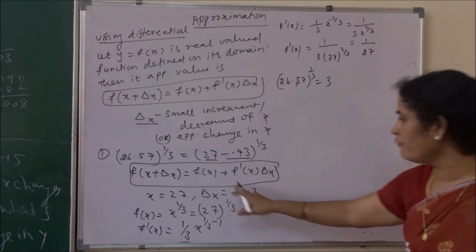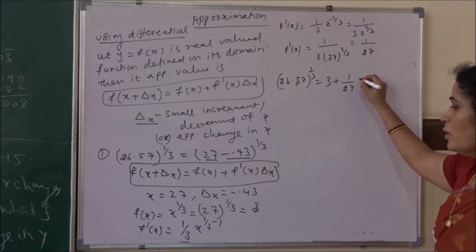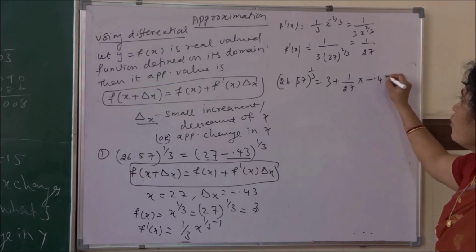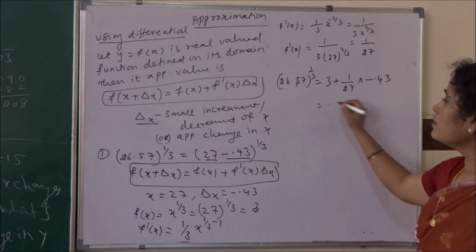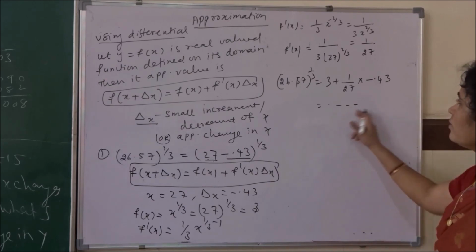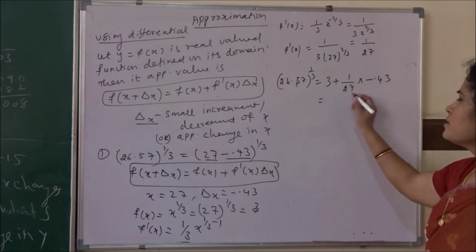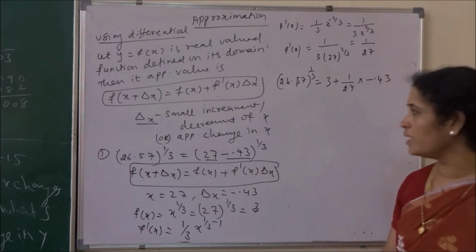3 plus f dash of x. What is f dash of x? 1 upon 27 into delta x, that is minus 0.43. Now simplify, the answer must be at least 3 decimals. That should be 3 decimals. And simplify this, you will get an answer that is equal to 3 minus something. Whatever the answer, you have to see the answer.